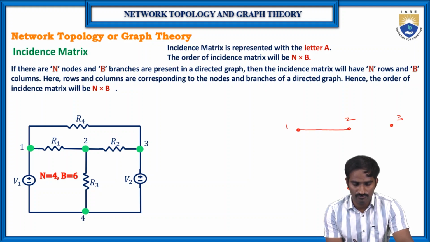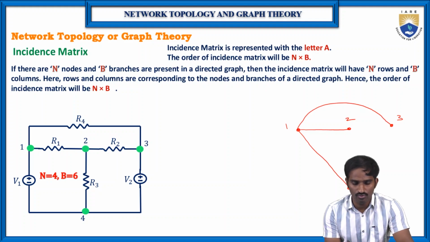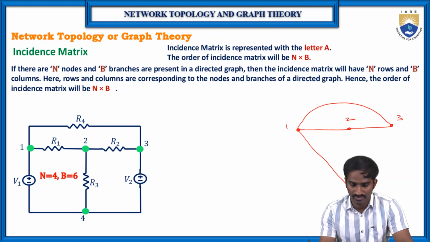Let us start with 1. Then 1 to 3 is also there. There is another branch between 1 and 3, which is the resistance R4. Then 1 to 4 is also there. There is another branch with the voltage source V1, from 1 to 4. Then from 2 to 3, there is a branch which has the resistance R2. And 2 to 4 is also a branch which has the resistance R3. Then 2 to 1, of course, we have already drawn.